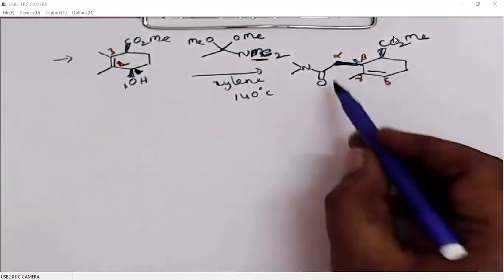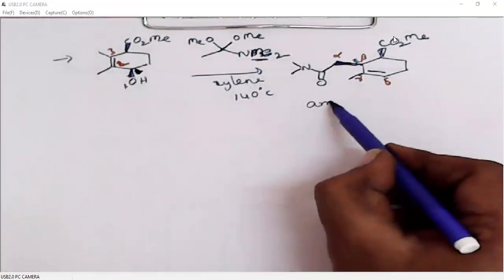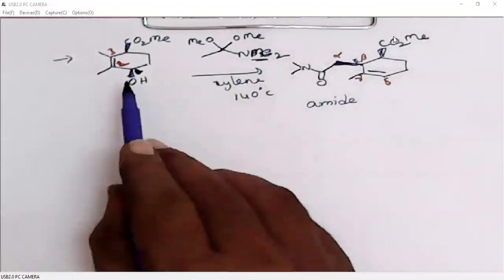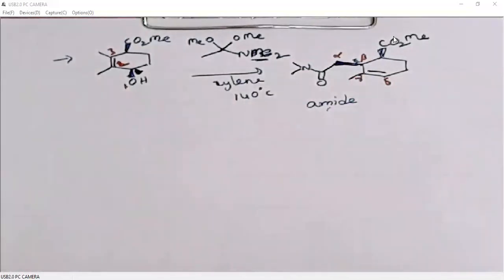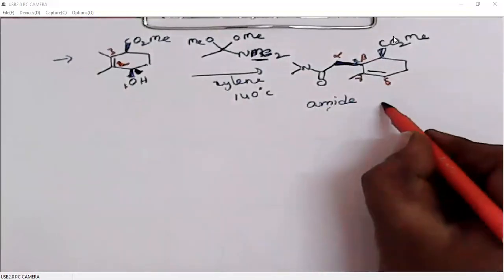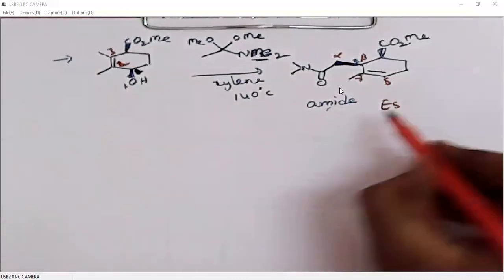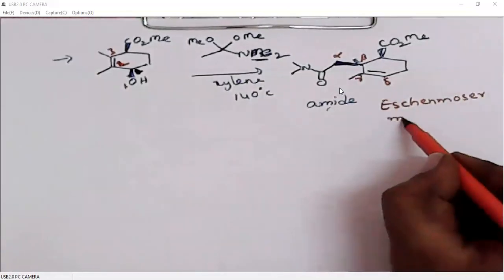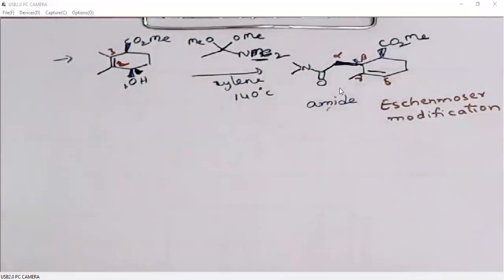I have directly written the product, okay? Because of this amine, what we will get is an amide here. It is not a carboxylic ester, it is an amide. Again, I have used the shortcut to directly generate the product. It is called the Eschenmoser modification.